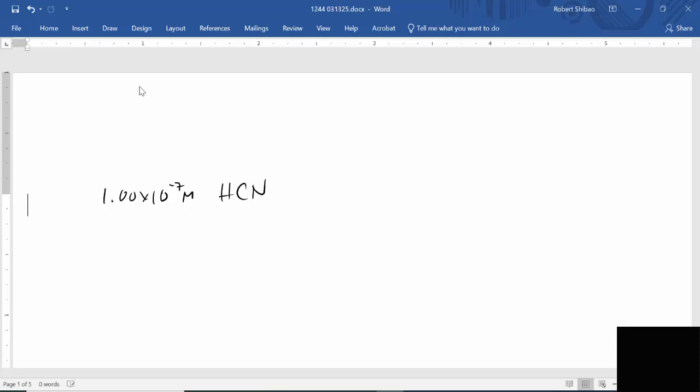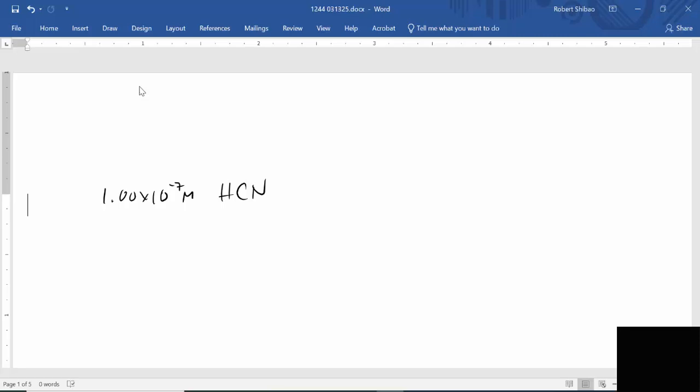So we're going to look at 1.00 times 10 to the minus 7 molar HCN. The first thing that you should notice is this concentration. That concentration is extremely small, and the more dilute a solution is, the more it resembles pure water.